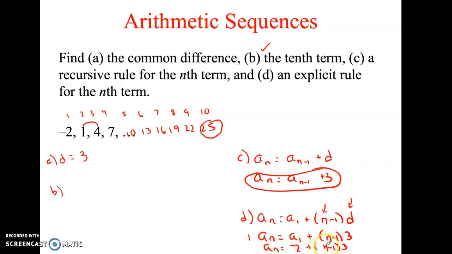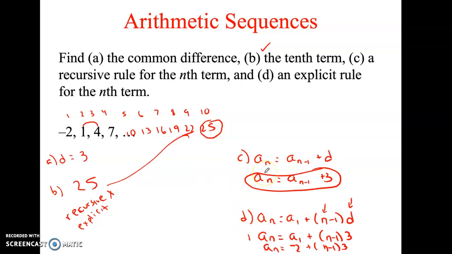So if we're looking for a 10th term, you could fill 10 in here and get 9 times 3 is 27 plus negative 2, which is 25. Which we did get here. So what I do is I like to use the explicit. I don't like to use the recursive, because for recursive, you have to know the 9th term, which is just too much work. So I like to use the explicit to figure that out.